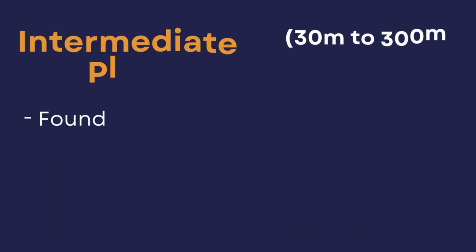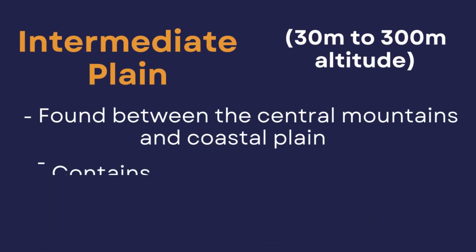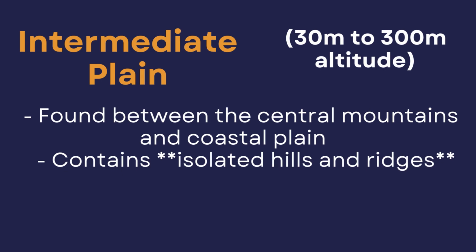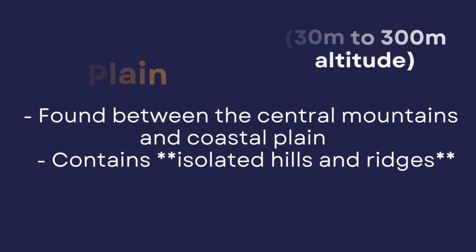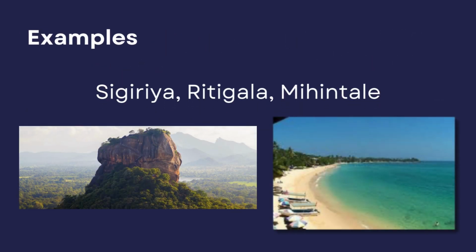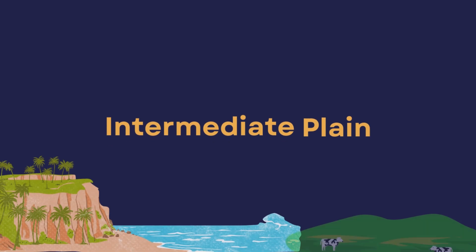Intermediate plain, 30 meters to 300 meters altitude, found between the Central Mountains and the coastal plain. It contains isolated hills and ridges. Examples: Sigiriya, Ritigala, Mihintale.